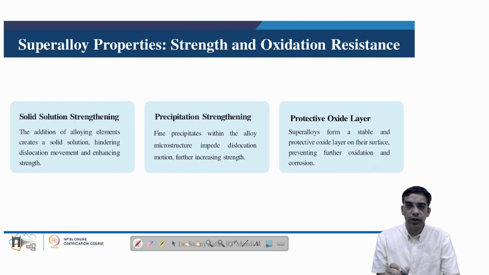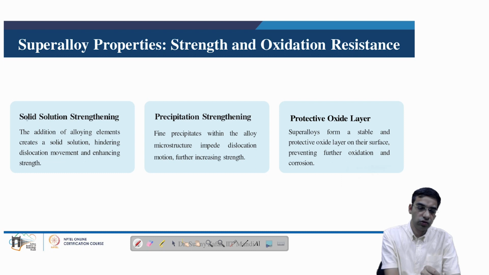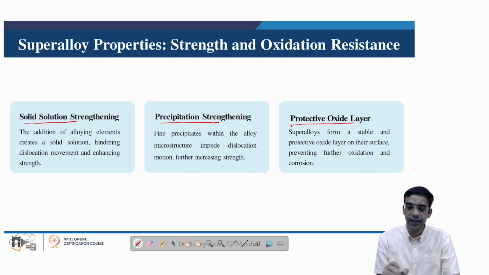So we have talked about all the good properties of the superalloy, that is, they are able to retain their strength and oxidation resistance. Now the question arises, why are superalloys able to exhibit these properties of retaining strength and oxidation resistance at high temperature? To do that, superalloys rely on certain strengthening mechanisms which are mentioned here, like solid solution strengthening, precipitate strengthening, and protective oxide layer. So we will understand details about strengthening of superalloys now.